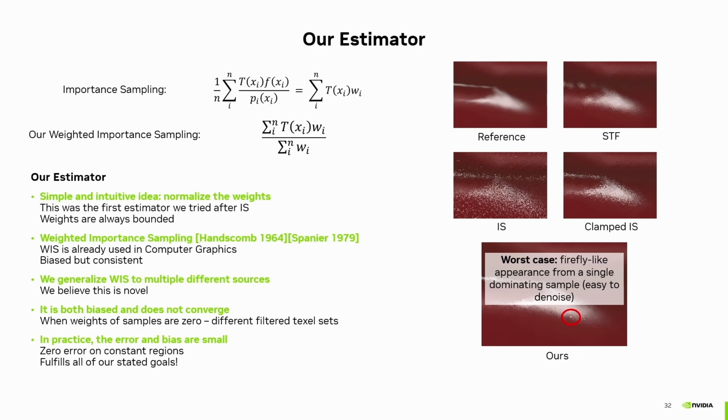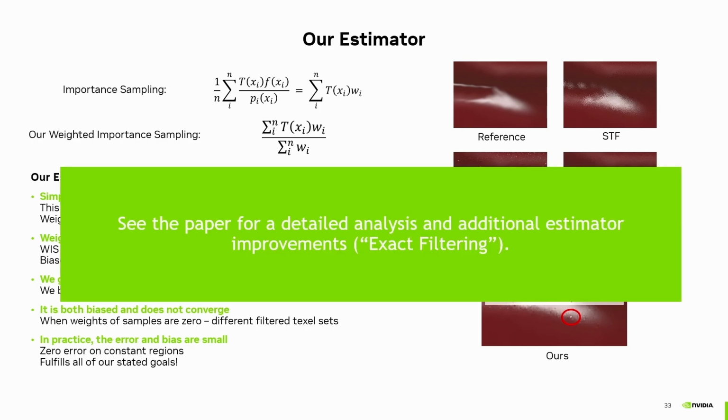It does not converge because some of the weights can be zero. However, in practice, the error and bias are very small. It's zero error on constant regions, and it fulfills all of our goals. The worst kind of error of this estimator are single, sometimes pixels, especially with large filters like bicubic filter. They look like fireflies, but they come from the fact that if the original weight of one sample was very, very high, after normalization, it will completely dominate other samples and we will not get any filtering. Please see the paper for detailed convergence analysis and other estimator improvements, for example, one that we called exact filtering.